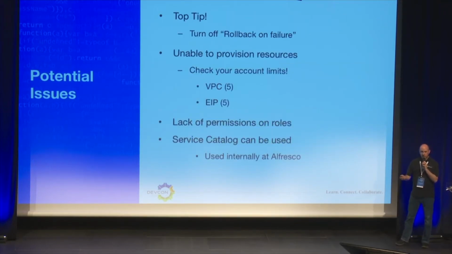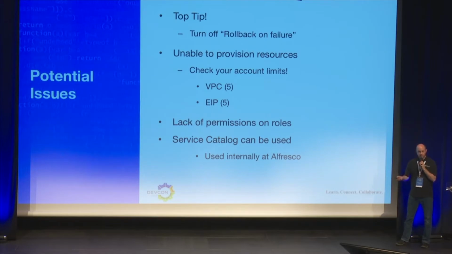So there are a couple of things to look out for with using CloudFormation templates. The top tip I just told you about, rollback on failure, is a good one if you're experimenting and making changes. Sometimes things fail to provision because of limits in your account. VPCs, for example, you only have 5 by default, and elastic IPs. They can run out quite quickly if you've got several people trying these stacks in your account. So that's one thing to look out for.